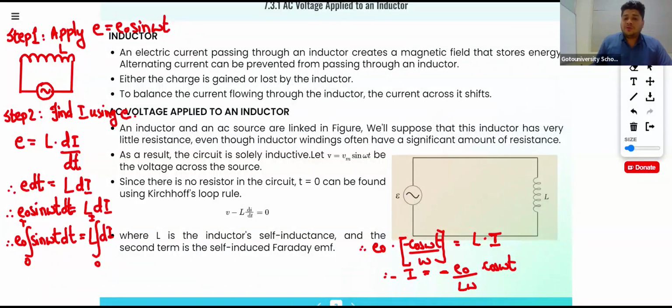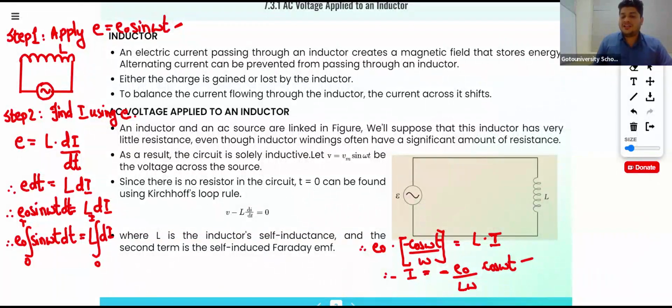If you check, this current is in cos omega t and this EMF is in sin omega t. We can't find the relation between them directly, but we have a trigonometric formula: sin of 90 minus theta is cos theta. Once again, this is a sine function and this is a cosine function. In the next step, to find the relation between them, what do we have to do?